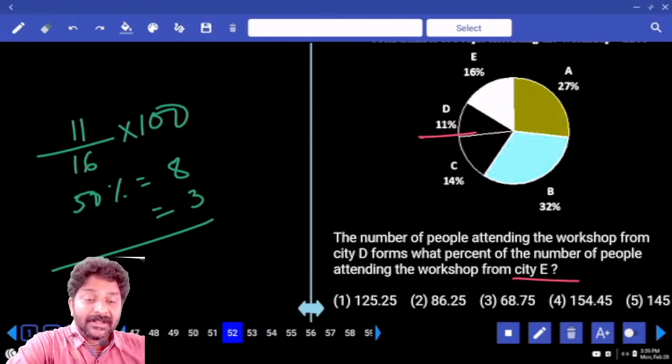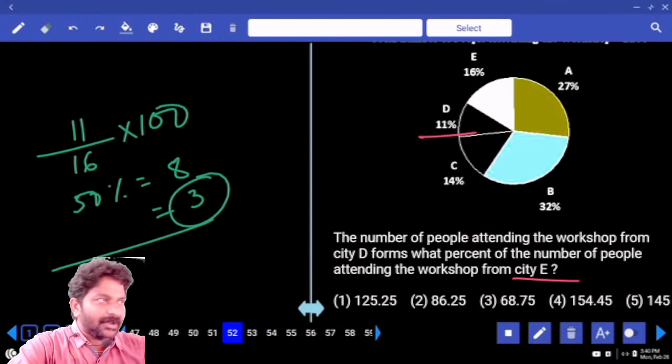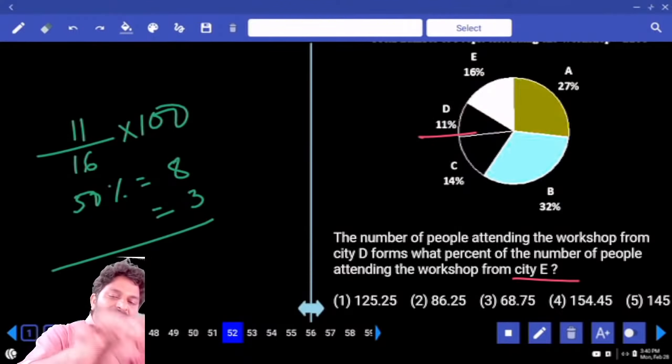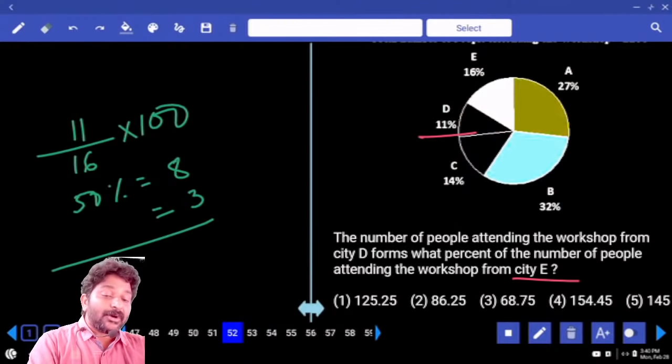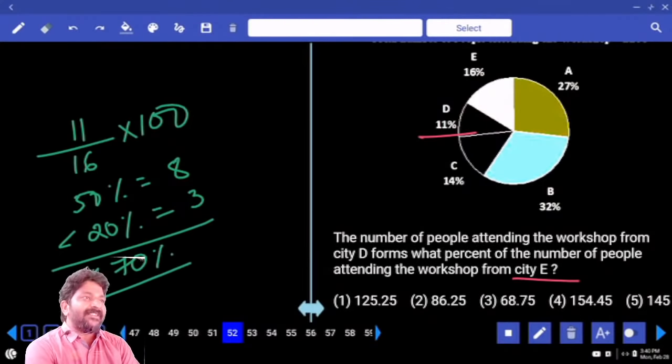2%? 20%? 3.2. Do we have to add 3.2? Less than that only? That means 3 is close to 20% but less than 20%. Agreed? Then our answer must be close to 70% but less than 70%. How many options are there? Only one. Third final answer. Followed.